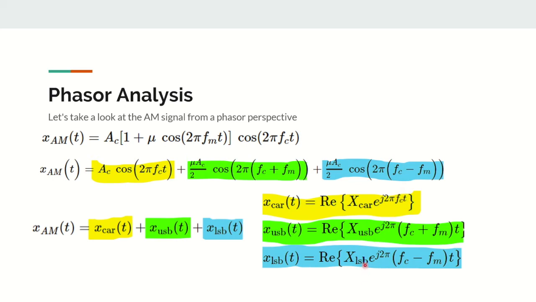Our upper and lower sidebands will be our vectors, x, and they will be rotating at positive fm. In this case, positive is in the counterclockwise direction, and negative fm, which is in the negative direction. And fm is, of course, the frequency of our message signal.